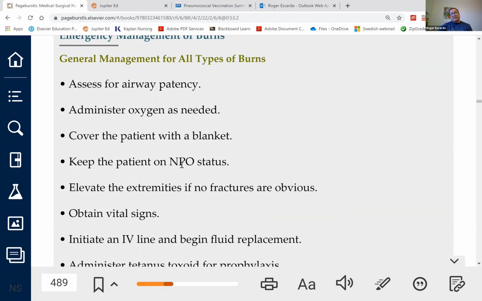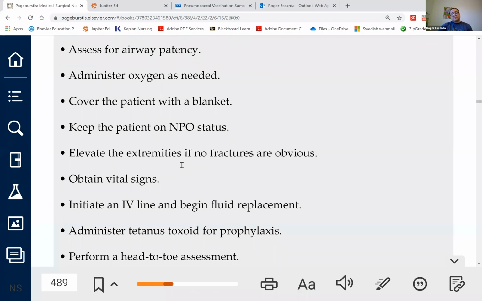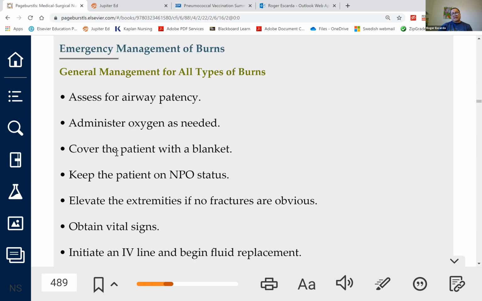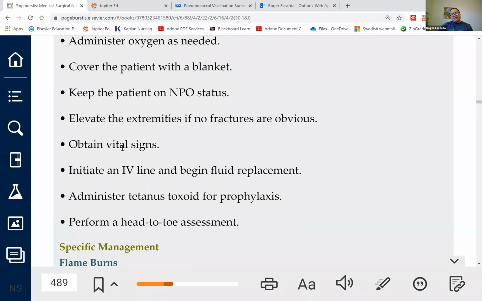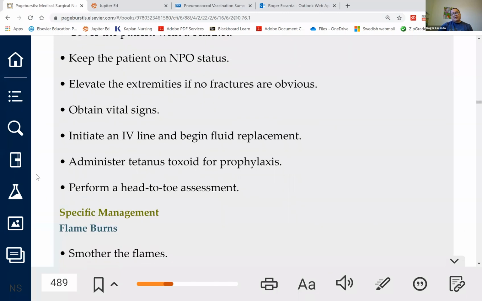Of course, we put them NPO because these patients may have inhalation injuries. Elevate the extremities if no obvious fractures. This is, of course, to increase venous return because the patient automatically loses water and has low cardiac output beginning at the time of the injury. Obtain vital signs and then start a line if you can.